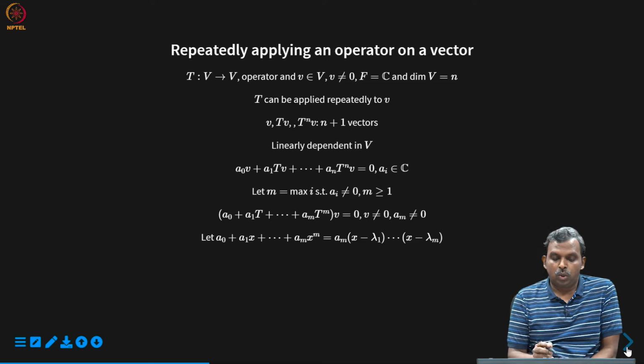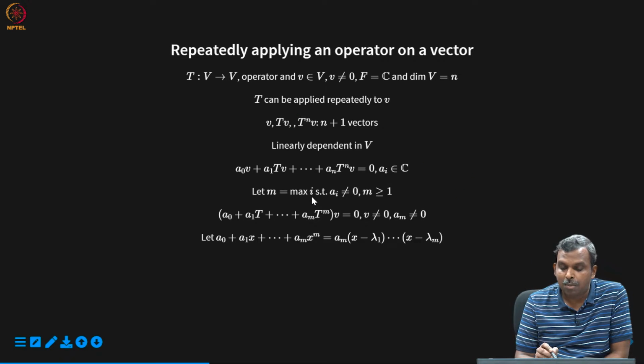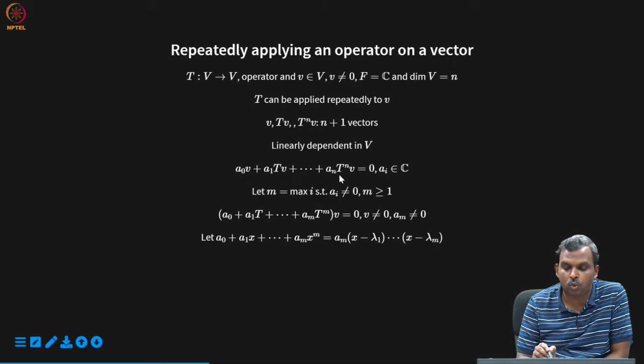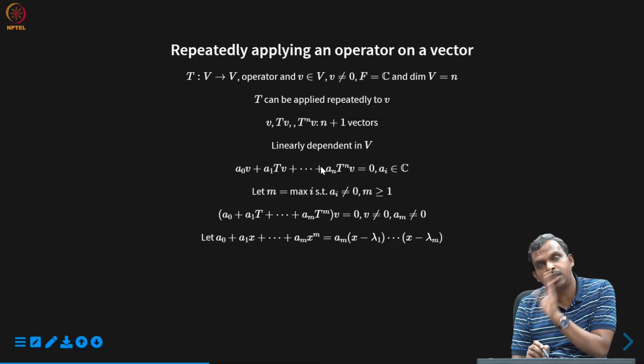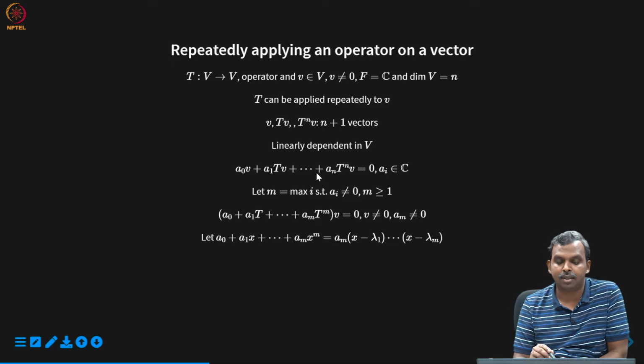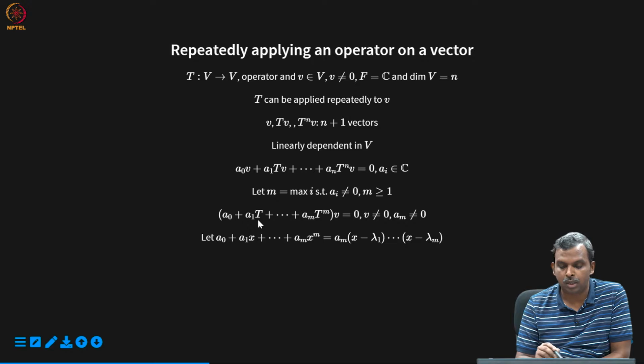So what we will do is let m be the maximum i such that ai is not 0. Since we know that something among a1 through an is non-zero, this m will be at least 1. It cannot be just 0, it has to be 1 or 2 or 3 or something. So some T power is definitely involved, and that am will not be 0. So this equation becomes this equation. What is m? m is the maximum index such that ai is non-zero. Everything to the right of that, m plus 1, m plus 2 and so on, is 0. Beyond that it becomes 0. So you get this equation where am is non-zero.